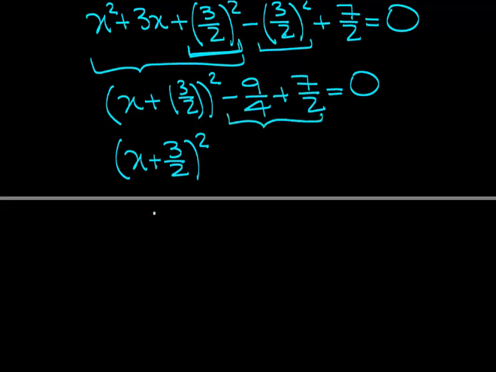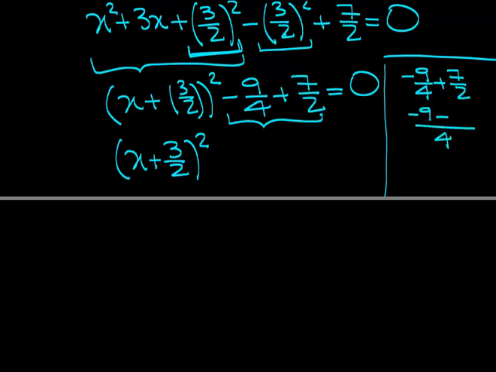I need a common denominator, so always do that on the side. Don't ever do it in the problem. I have my negative 9/4 plus 7/2. So I get a common denominator of 4. So I get plus 14 over 4, because you multiply this by 2 and this by 2. So we end up with 5 over 4.